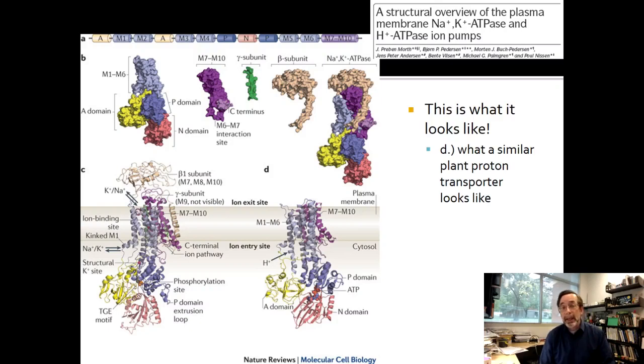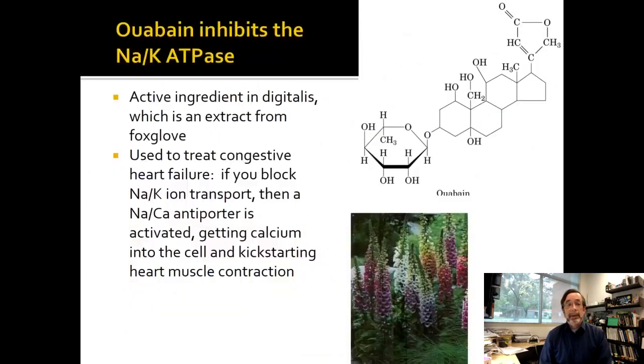If it's an ATPase, if it's a pump that's running on ATP, we can use these equations to talk about it. And in fact, if you inhibit it, you have an important drug. There's this molecule right here, which is a weird molecule, right? It's called ouabain, and it comes from foxglove. If you've ever heard about it, digitalis is like the Latin name for foxglove, and the extract from foxglove is literally called digitalis.